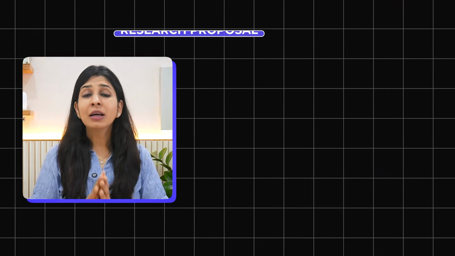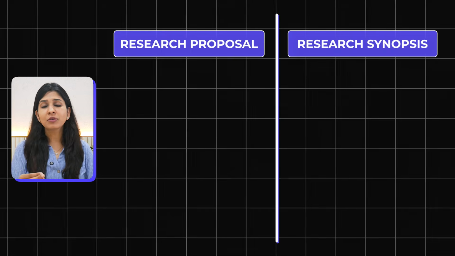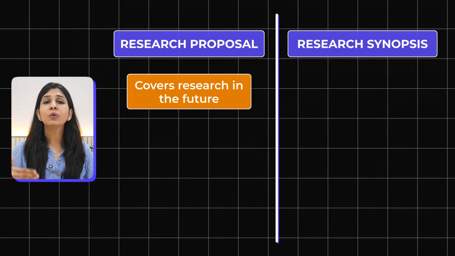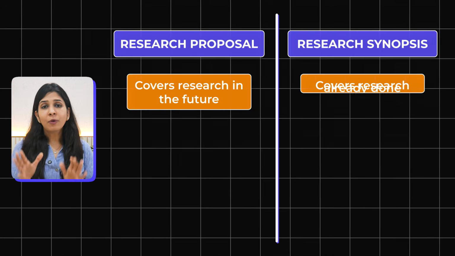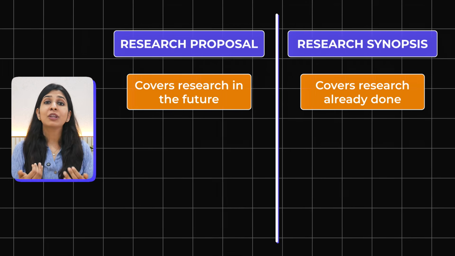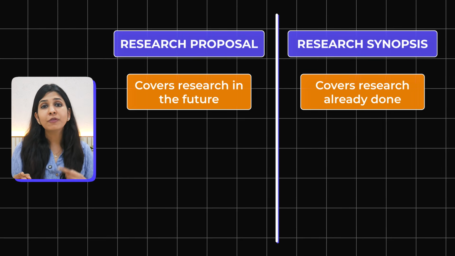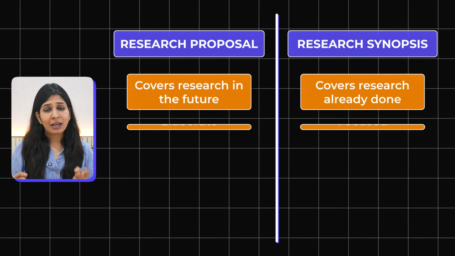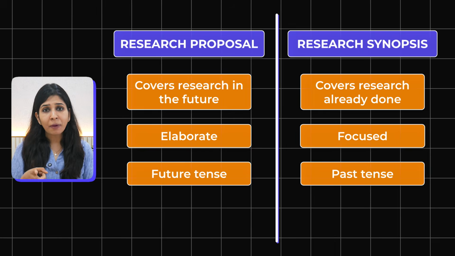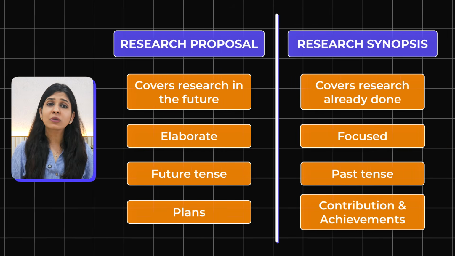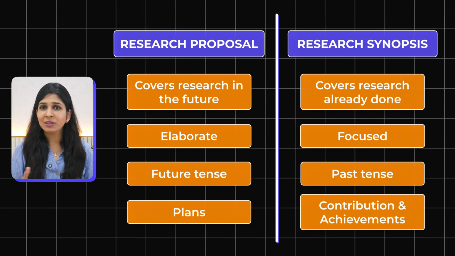Now, a lot of people confuse a synopsis with a research proposal. Yes, it's true, some of the sections overlap, but the major difference is that a research proposal talks about the research you would like to do in the future, while a synopsis covers the research that you have already done. And this difference shows up everywhere in the way it's written. It's more focused, it's written in the past tense, and it actually talks about your contributions and achievements and not just your plans.